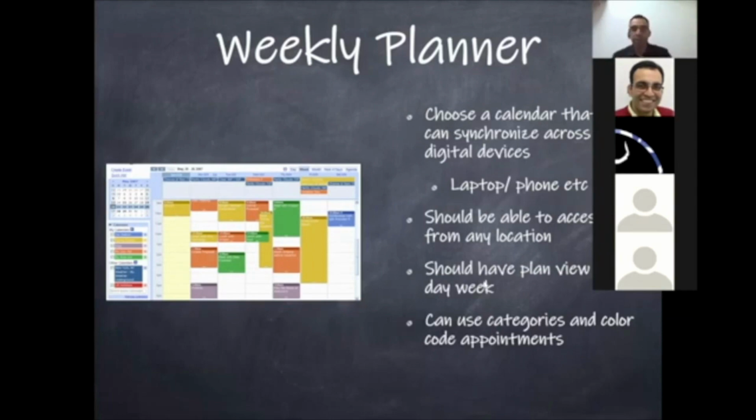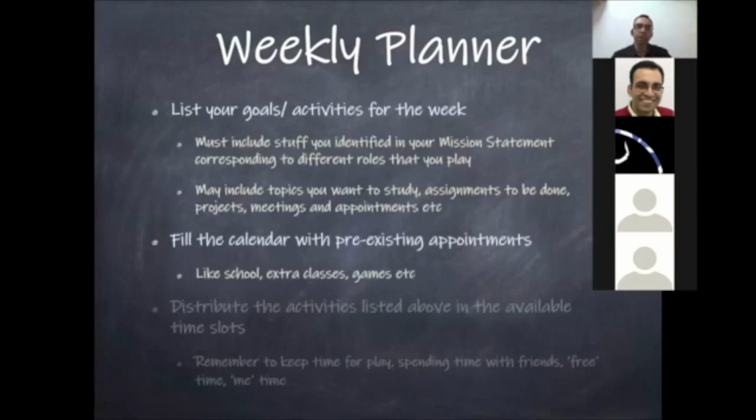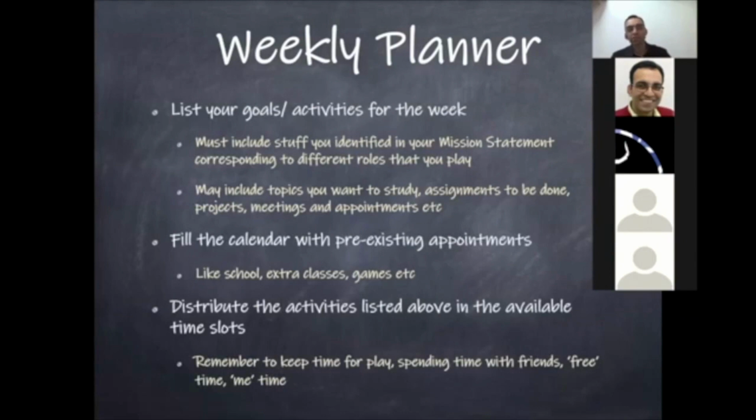Okay. Then when you sit down to plan, what you should do is you should first list down your goals and activities for the week. And this should include stuff that you identified in your mission statement corresponding to the different roles that you play. And it should also include topics like assignments that need to be submitted, appointments that you have made already or that you need to make, a doctor's appointment, a dentist, or whatever. So all those things should be included in this.